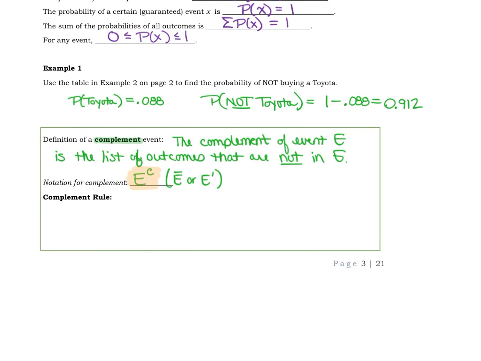Now, as for the complement rule, what in the heck is that? Well, since the probability of an event happening plus the probability of the complement of that event happening, so the event happening and the event not happening, equals 1, we can say that the probability of the complement of an event is 1 minus the probability of the event. Again, there's a lot of common sense there. All that says is the exact same thing we did in example 1, just in generic math speak instead of in concrete example form.